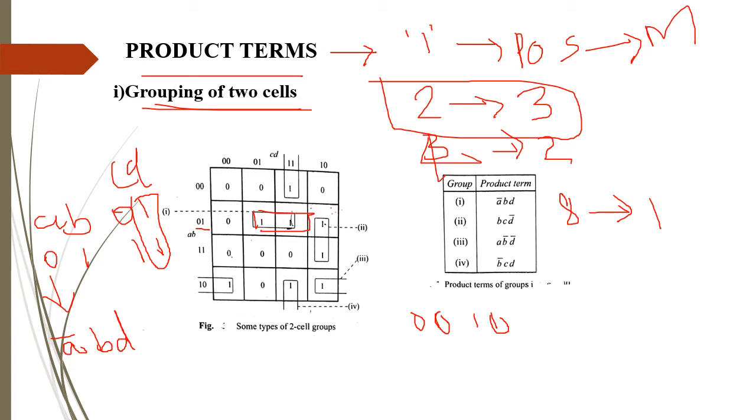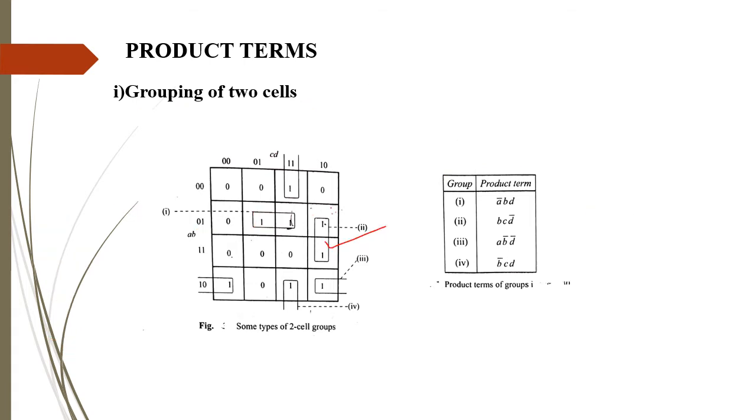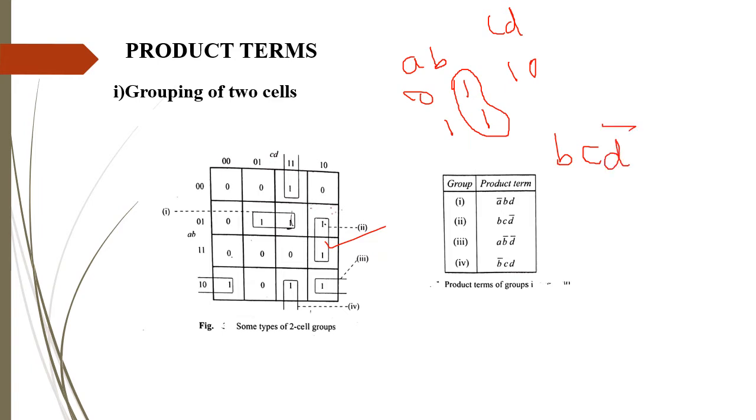In the same way you can also do the grouping of columns. If you check the second grouping, that is this one, you have AB as 01 and 11, whereas CD is 10. Here B is the same, so I can write it directly. C is 1, so you can write it directly, whereas you have D equal to 0, so I have to write it as B C D bar, that is this one. So like this you can group 2 cells.